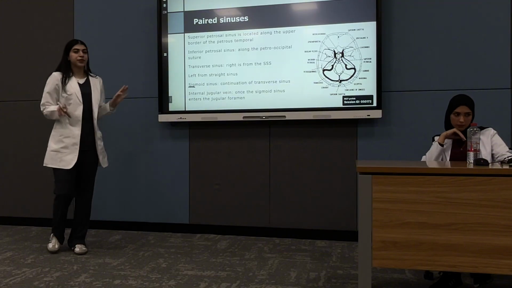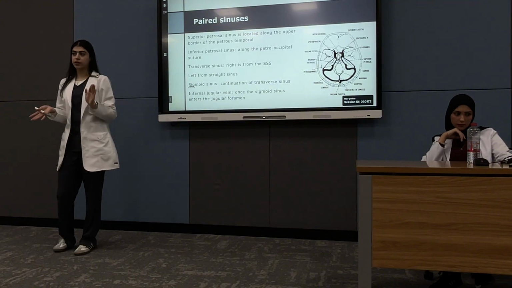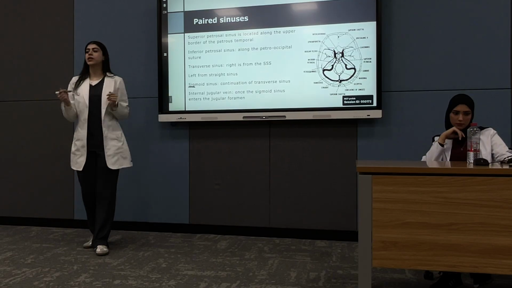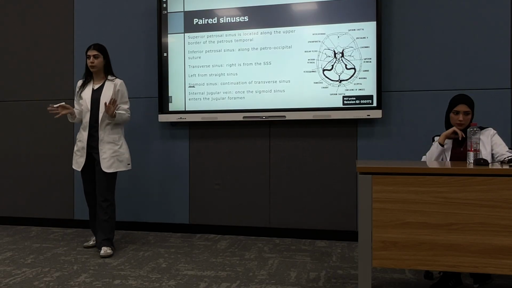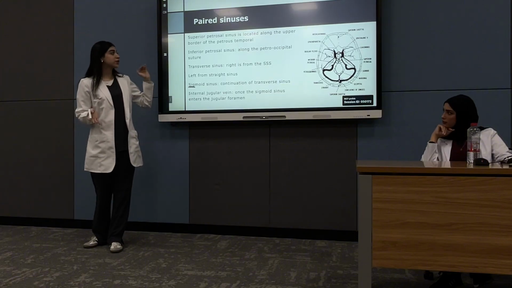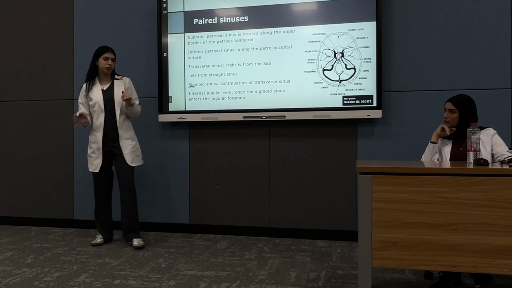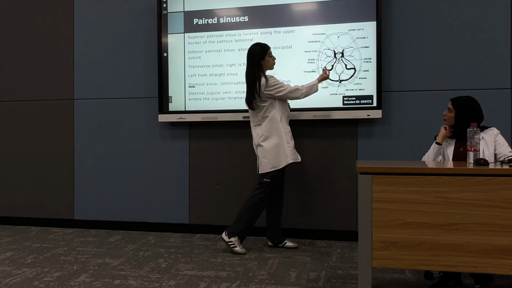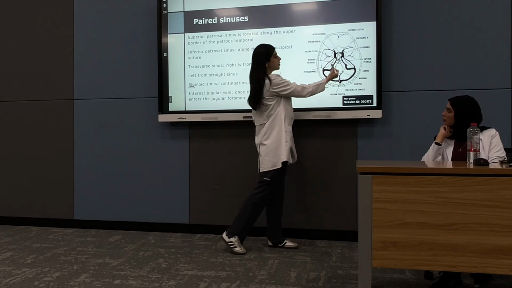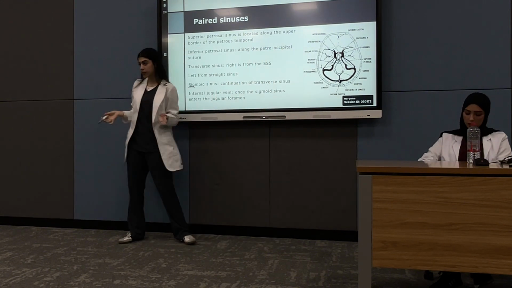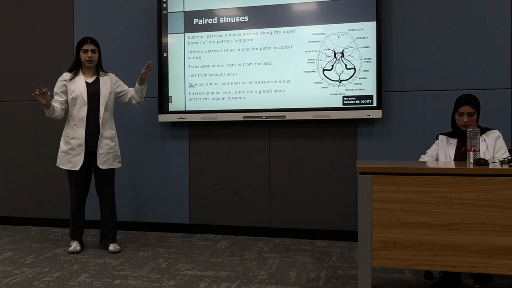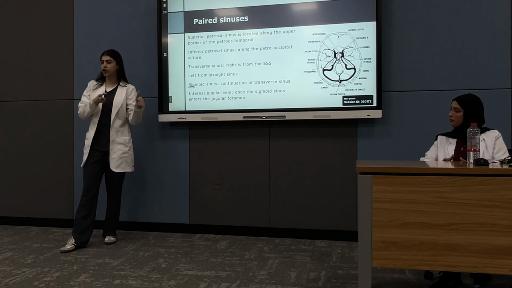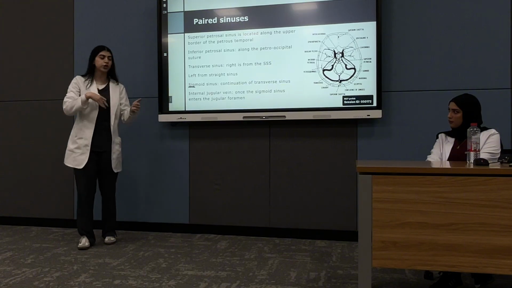Okay, the paired sinuses. We explained the unpaired sinuses, now we're going to go to the paired sinuses. Paired sinuses are the same, on the right and on the left. So, the superior petrosal sinus is located at the superior part of the petrous temporal bone. The inferior petrosal sinus is along the petro-occipital suture, which is right here, down. This is going to be the petrous temporal bone. So, this needs to be the superior, this needs to be the inferior. Then we have the transverse sinus, which I explained: the right is going to be from the superior sagittal sinus, the left is going to be from the inferior sagittal sinus, which is going to be the straight sinus, and it joins throughout.